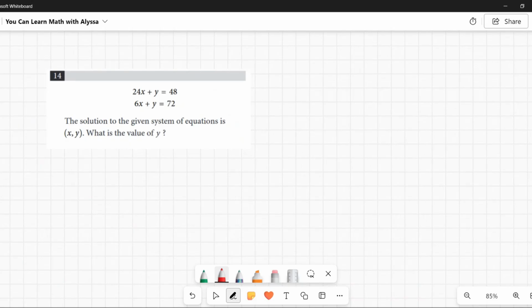Number 14, 24x plus y equals 48. 6x plus y equals 72. The solution to the given system of equations is x and y. What is the value of y?